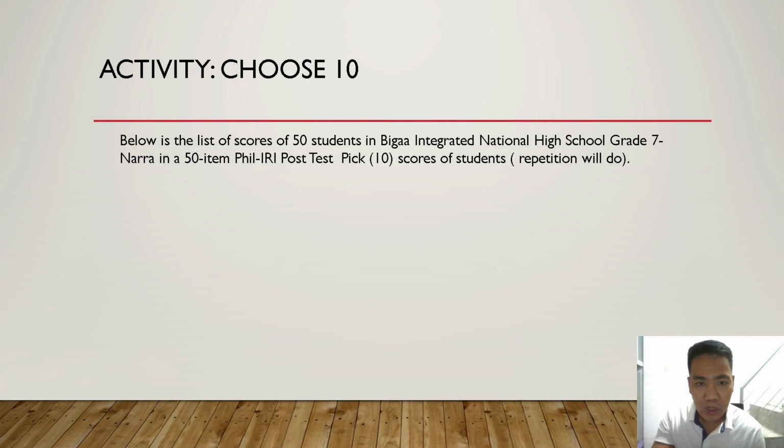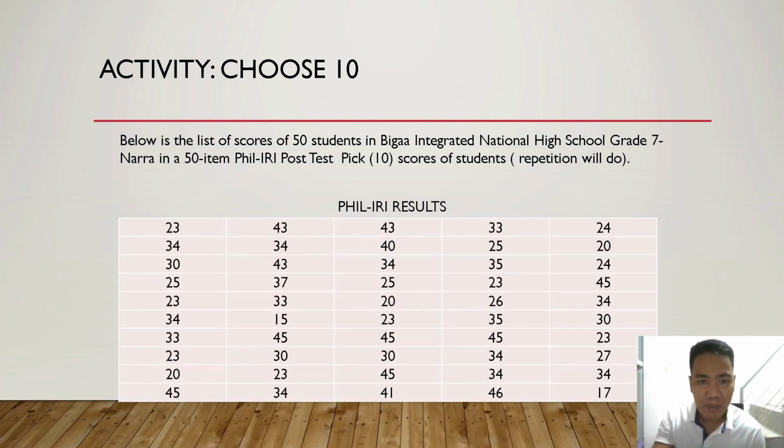So I will show you the 50 students' scores in the Phil-IRI post-test. What you will do is just pick 10 scores. There are 50 scores there, so you will just pick 10 scores. You are allowed to pick repeated scores, so repetition will do. I will give you 1 minute to pick 10 scores from the results. Okay, time's up. 1 minute is done.